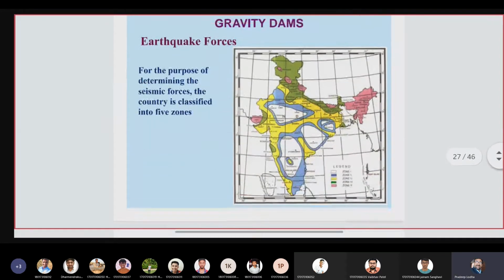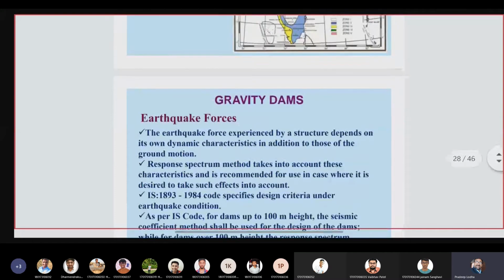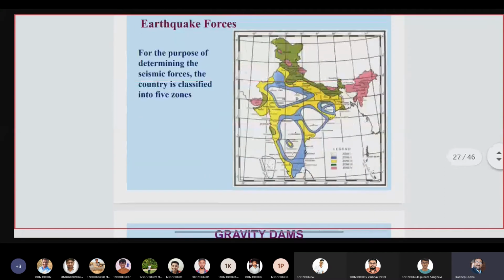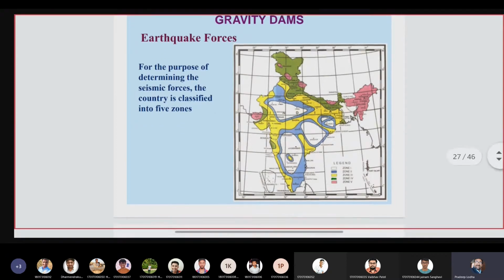You might have seen this from IS code 1893 1984, and there are many revisions of these earthquake forces, especially after 2002. The whole area, zone 1, has been removed, and all the area is now starting with zone 2 and so on. But this sketch or picture carries all zones, 1 to 5, with 5 being the severest.